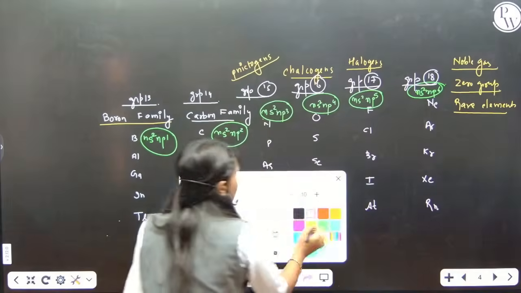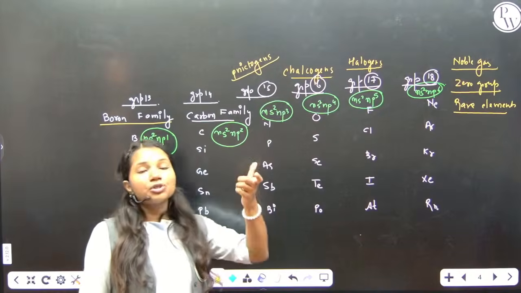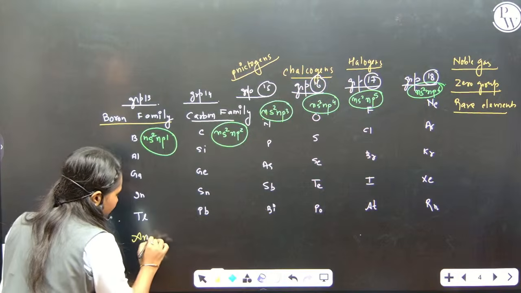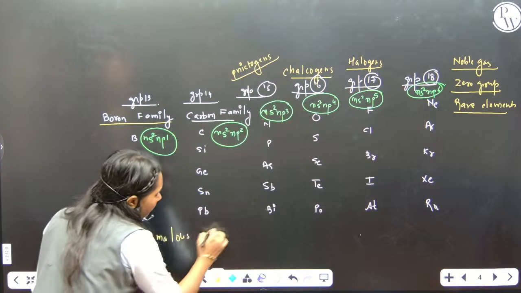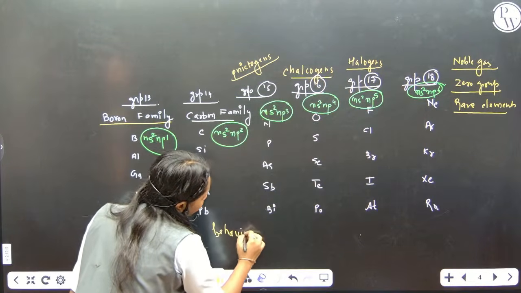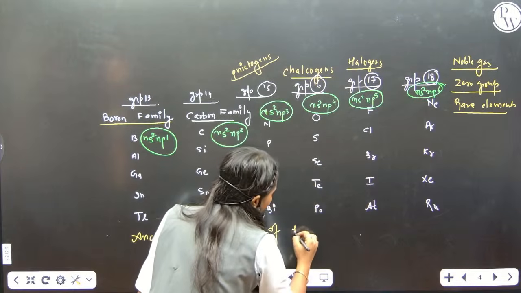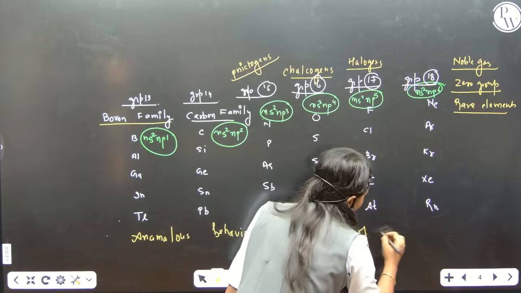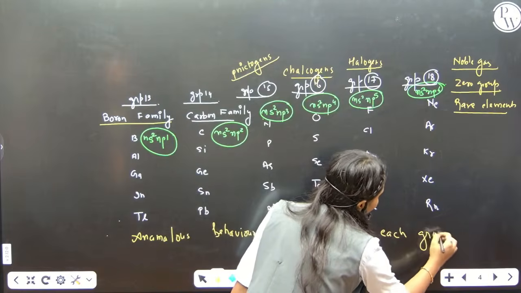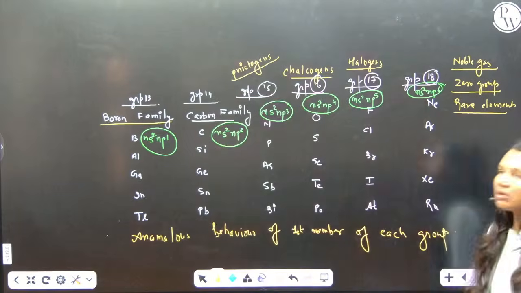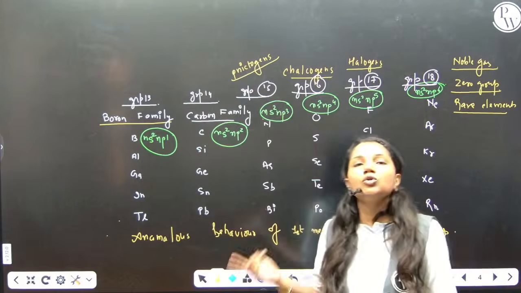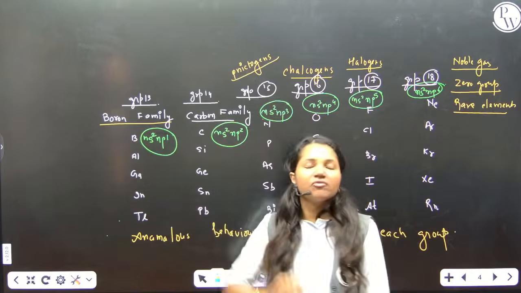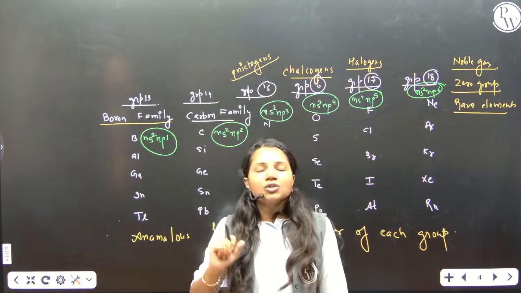You might have seen that in the P block syllabus there was given anomalous behavior of the first member of each group. Anomalous behavior of the first member of each group. So who is going to show the anomalous behavior, whose behavior will be different from their respective group?